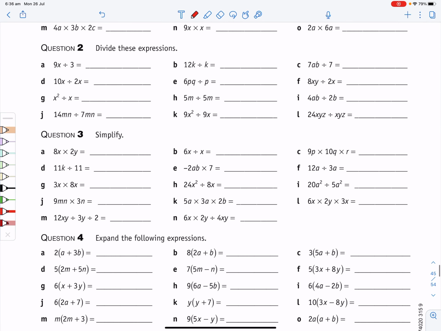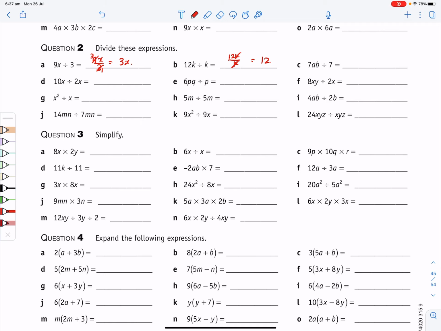Divide these expressions. Whenever you have division in algebra, I always prefer to rewrite it like this, 9x divided by 3. So now you divide that by 3 and get 3. Divide this by 3 and get 1. And now 3x over 1 is 3x. Okay. 12k divided by k. The k's cancel. And you get 12 over 1, which is 12.